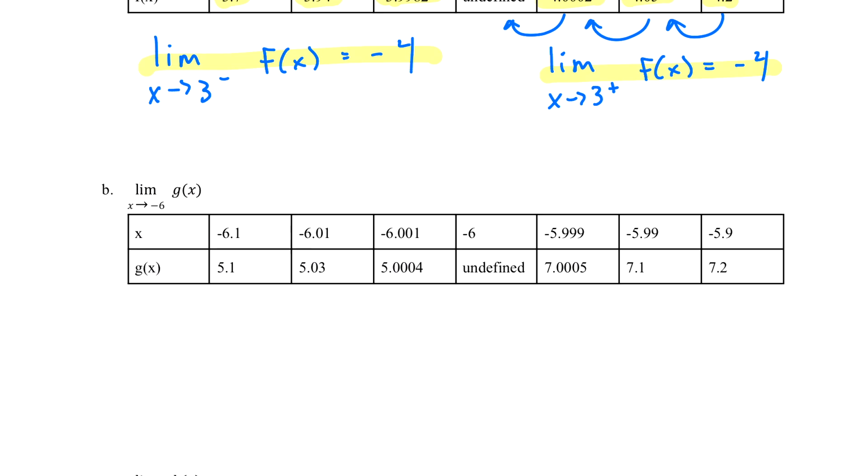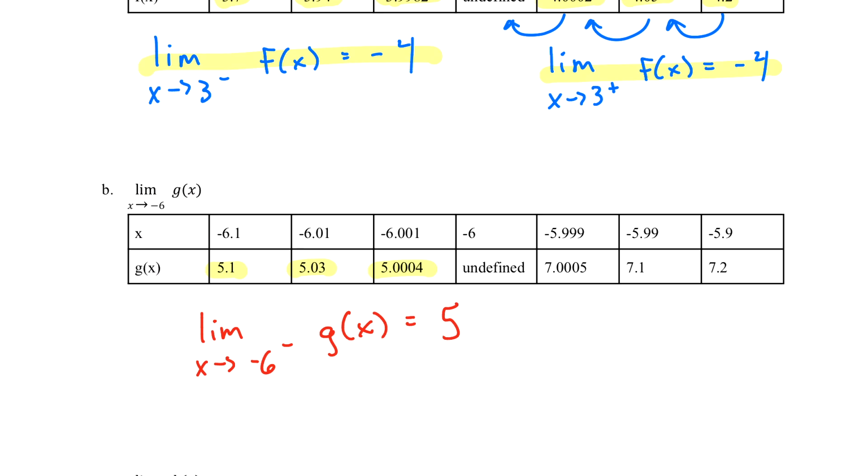So hopefully you've had a minute to try that out. Let's look at the left-hand limit first, and let's check our answers. Let's look at the limit as x approaches -6 from the left-hand side of our function g of x. If we look at our y values, here we've got 5.1, 5.03, 5.0004. It sure looks like our y values are getting closer and closer to 5 here.